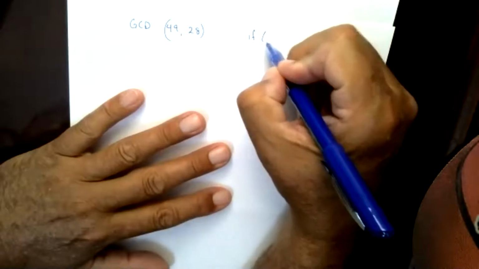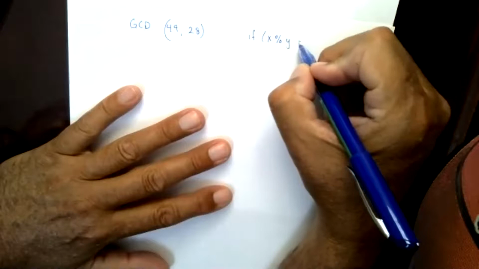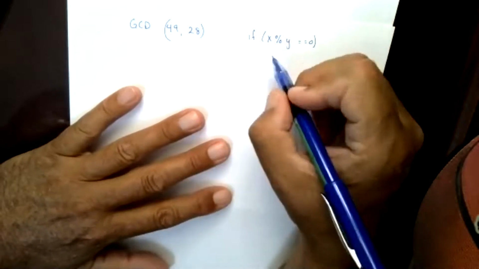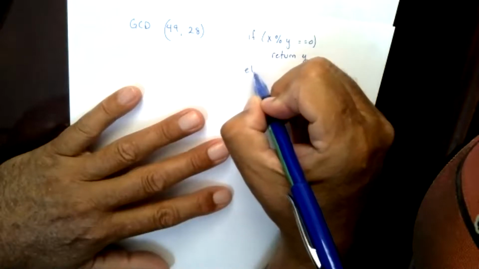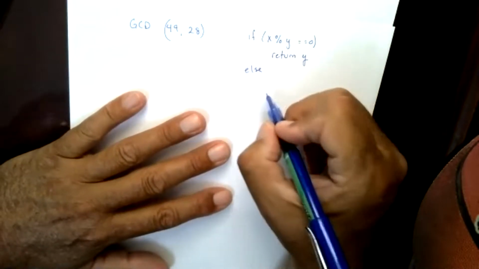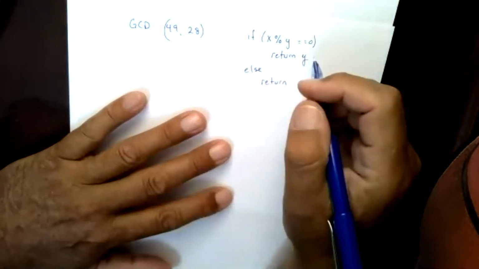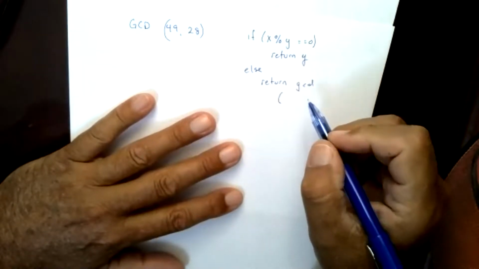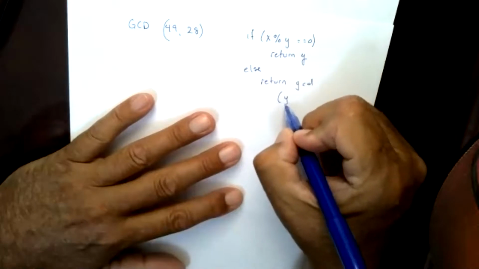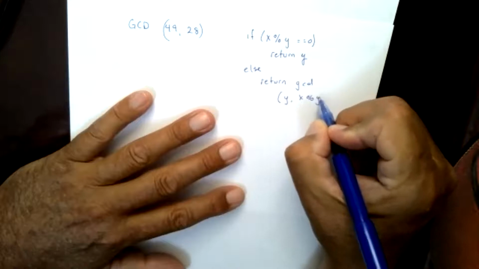Well, it's just tiny code. The code is if X mod Y is equal to 0, then I return Y, else I make my recursive call. You notice how I'm doing a return again, because I'm sending a value back. Return GCD of Y, comma, X mod Y.